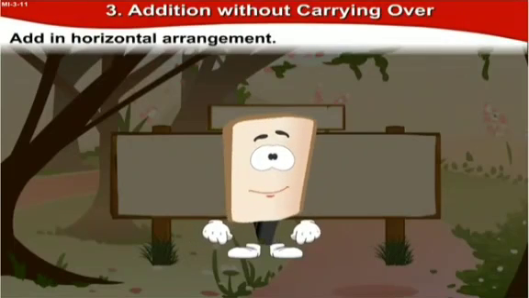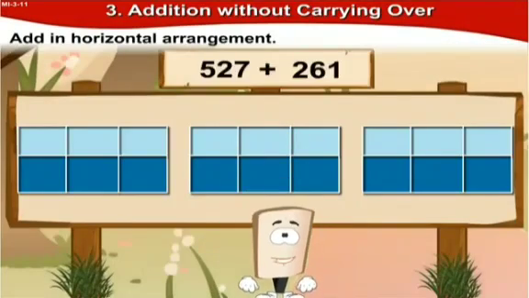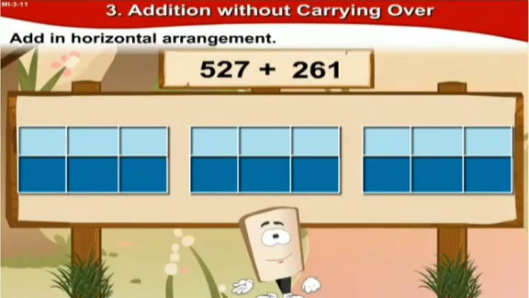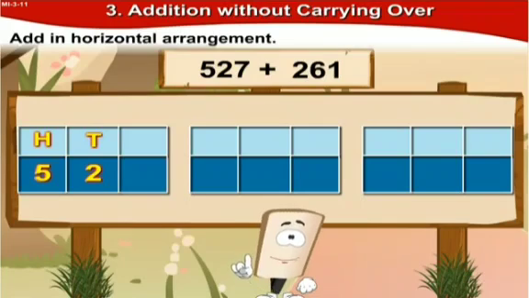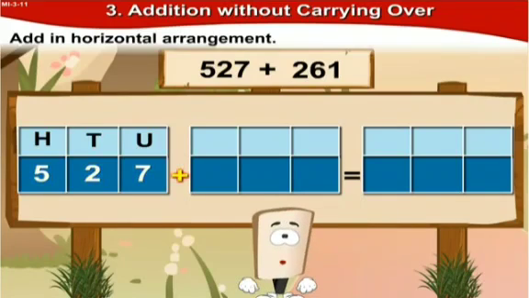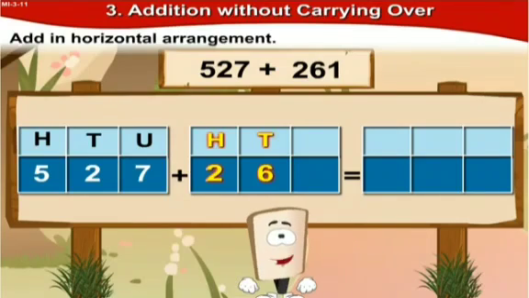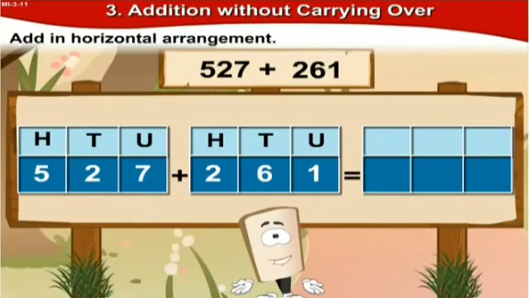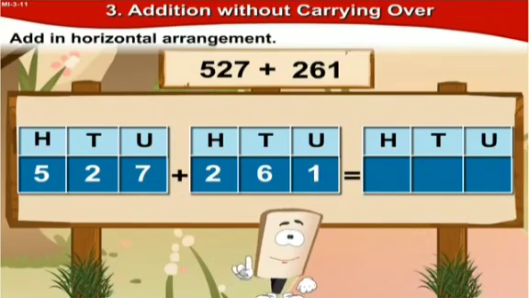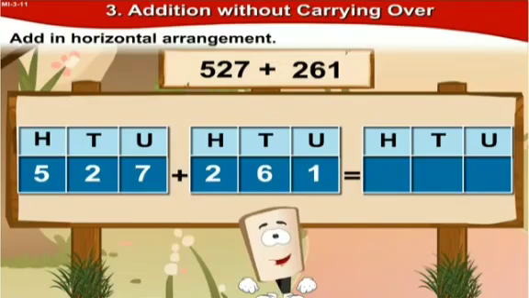And in horizontal arrangement, 527 plus 261. 527 means 500, 2 tens, 7 units, plus 261 means 200, 6 tens, 1 unit. Now, as I have already taught you about the horizontal arrangement, we'll begin our addition from the unit side.